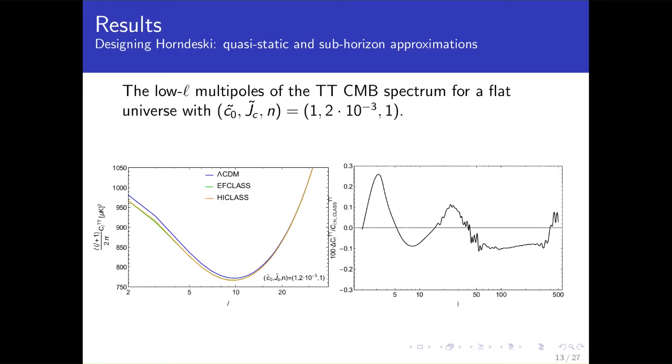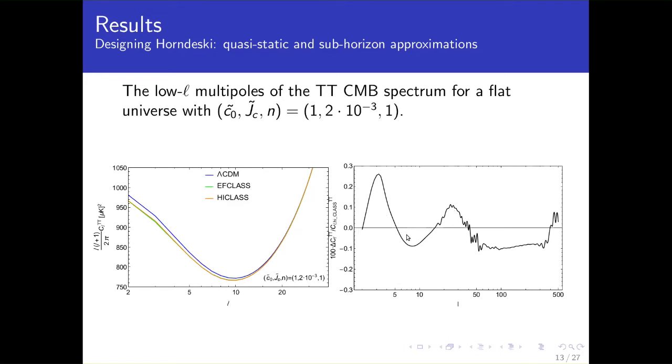In our approach, as I mentioned, we use these approximations. Here in the plots, I'm comparing the output from hi_class and from our code that we call EF class for the large angular scales in the CMB angular power spectrum. As you can see, the agreement between the two codes is very good, which is also shown in the right-hand side figure. So the agreement is better than 0.3%.